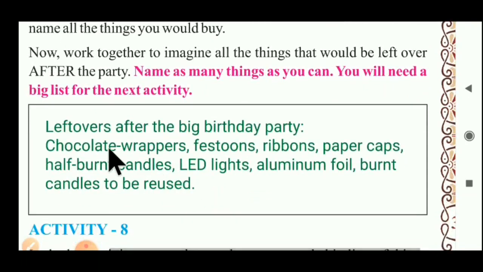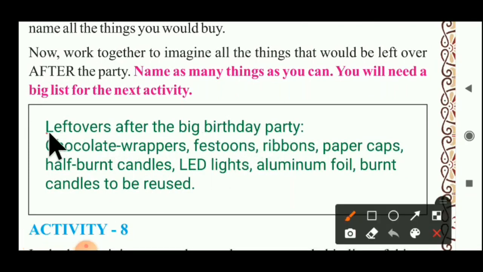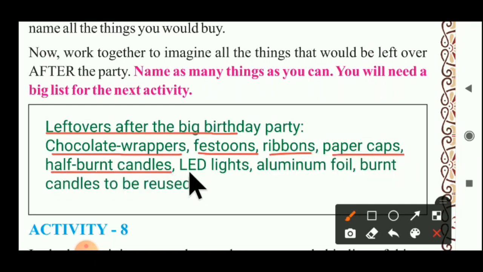So I make a list here: leftovers after the big birthday party. First, chocolate wrappers. What's left now? Chocolate wrappers, then festoons, then ribbons remain, paper caps are also there, half burnt candles are there, then LED lights, then aluminum foils remain, burnt candles are also there. All the things we can reuse.